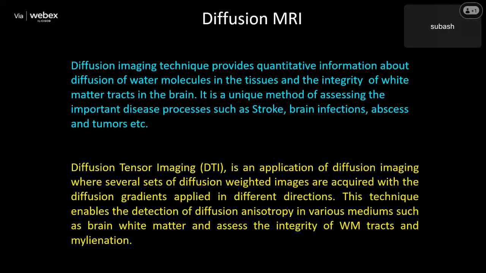Diffusion-weighted imaging can be extended to diffusion tensor imaging. It is an application of diffusion imaging where several sets of diffusion-weighted images are required, with diffusion gradients applied in different directions. So it is an extended view of diffusion. You are trying to measure diffusion in various directions, at least six directions. If you do, then you can create a diffusion tensor image. But it is preferred to have as many diffusion directions as possible to create a beautiful depiction of these white matter fiber tracts. The higher the number of directions, the more accurate your results will be. But when you increase the number of directions, you also increase the imaging time. So you have to think about what is important for you, imaging time or the type of information you are seeking from this process.